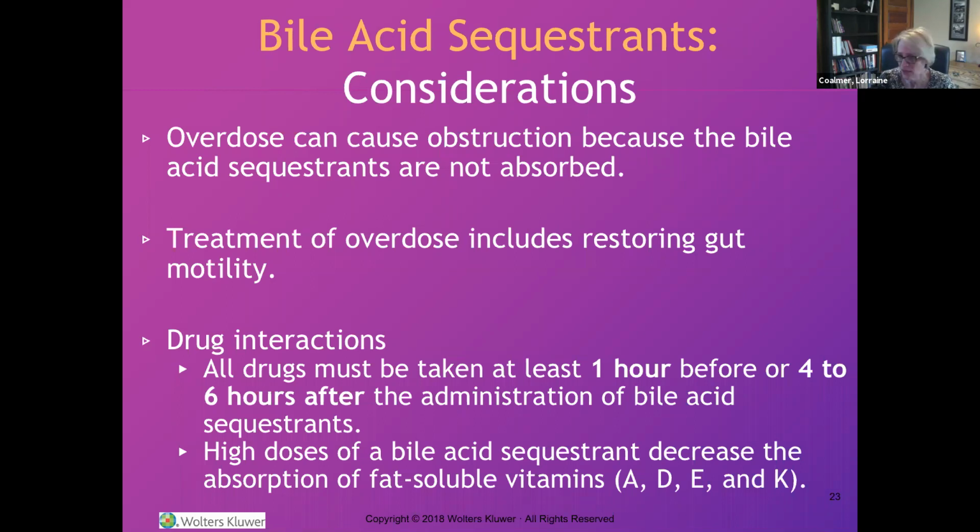All drugs, and I have this bolded, must be taken at least 1 hour before or 4 hours after. Okay, so you have to know when to separate medications. High doses of bile acid sequestrant decrease the absorption of fat soluble vitamins. So again, you've got to separate that. You wouldn't take your multivitamin at the same time as the bile acid sequestrant. Very important that you pay attention to those things. These are teaching points for your patient. They're going to go home. You've got to tell them 1 hour before or 4 to 6 hours after other medications. Separate them out.